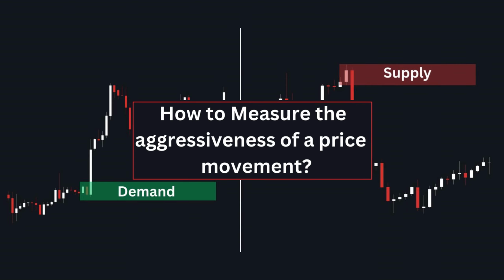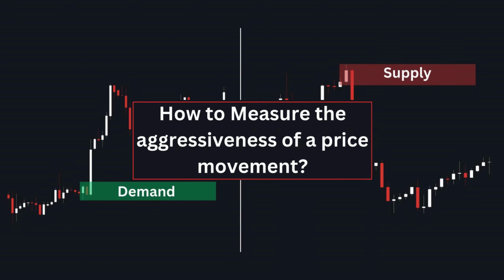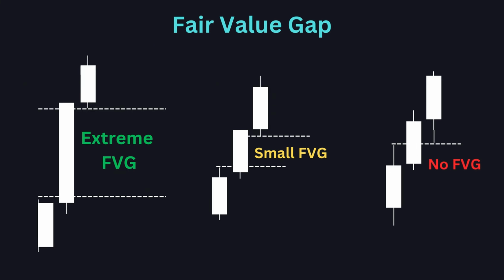But here's a question: how do we measure the aggressiveness of a price movement? We use fair value gaps to measure the aggressiveness of a price movement. A fair value gap is the space between 3 consecutive candles. The bigger the gap, the more aggressive the movement is considered. And a demand or supply zone with fair value gap candles has a higher chance of getting a reaction from price.